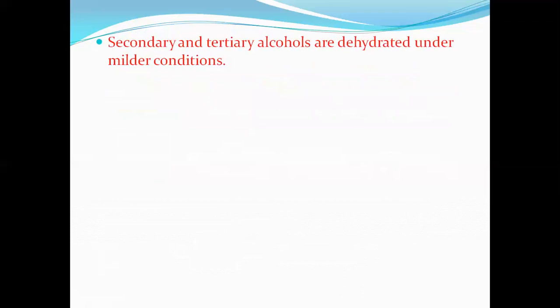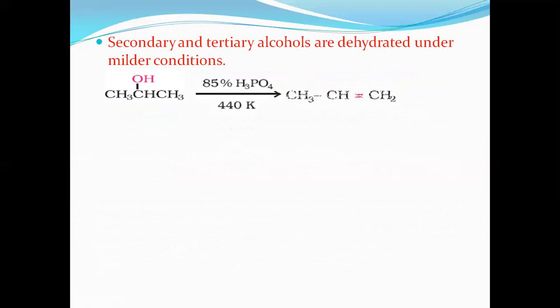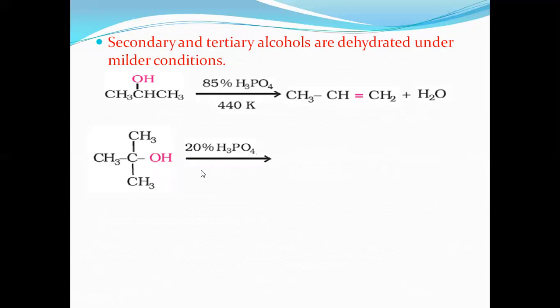Secondary and tertiary alcohols are dehydrated under milder conditions. Here, secondary alcohol with 85% phosphoric acid at 440 Kelvin gives propene. Then tertiary alcohols, with a condition of 20% phosphoric acid, undergo dehydration to give 2-methylpropene. That's why both secondary and tertiary alcohols also undergo dehydration, but under very mild conditions. But primary alcohols undergo dehydration with stronger agents such as sulfuric acid.